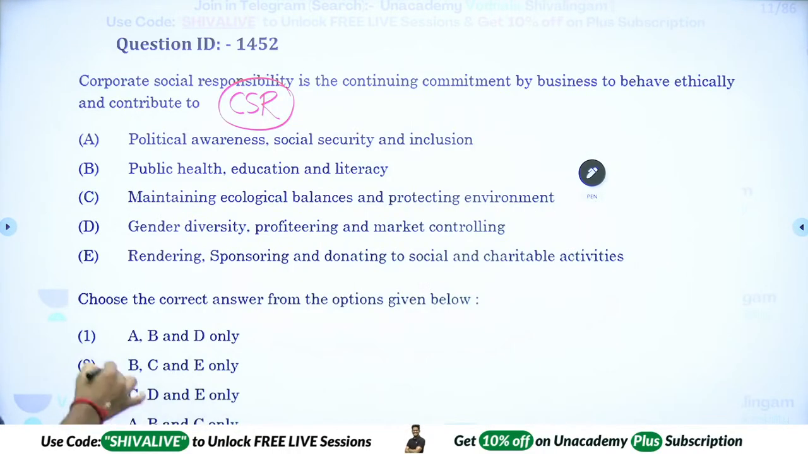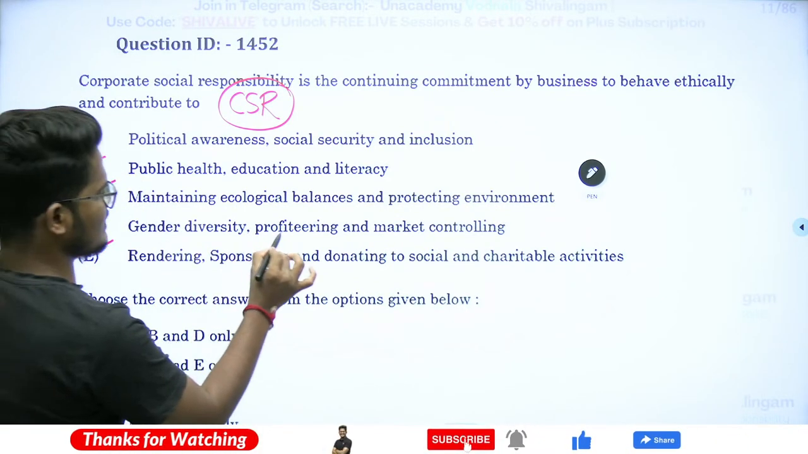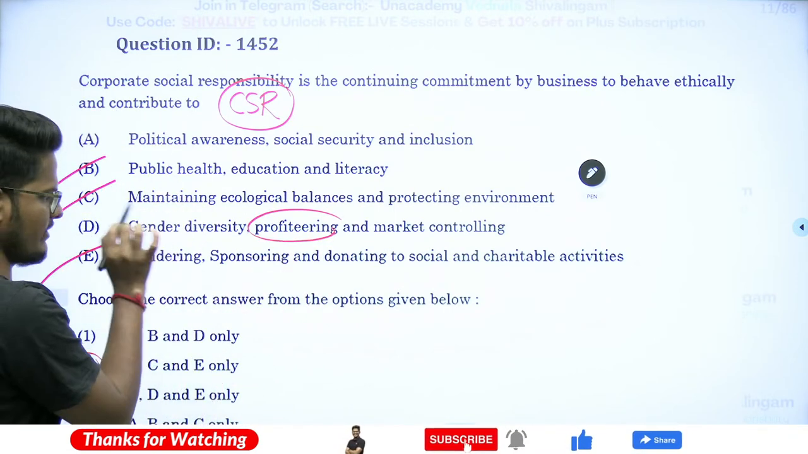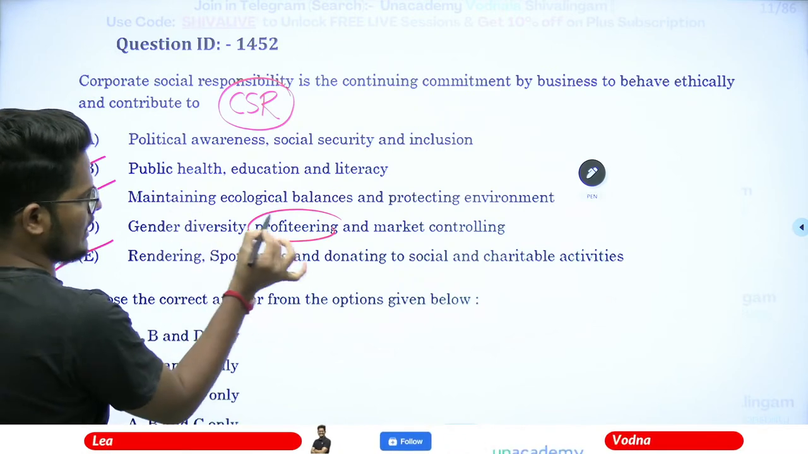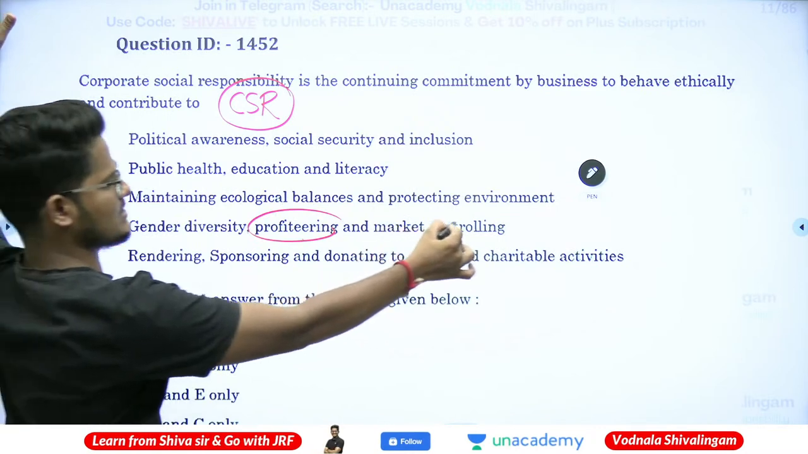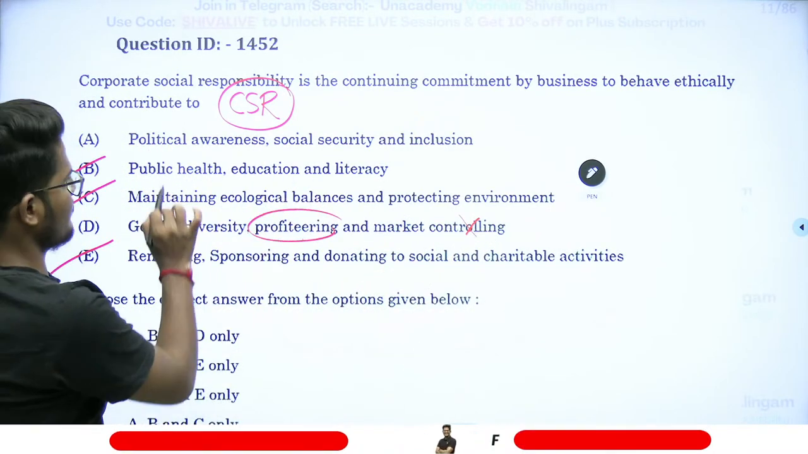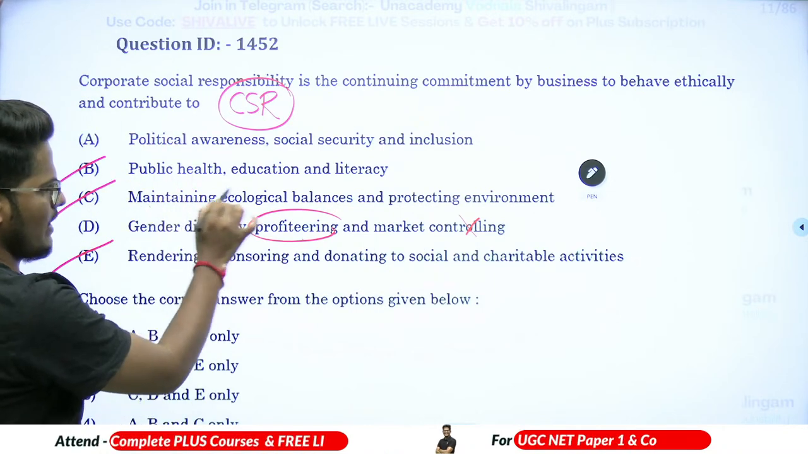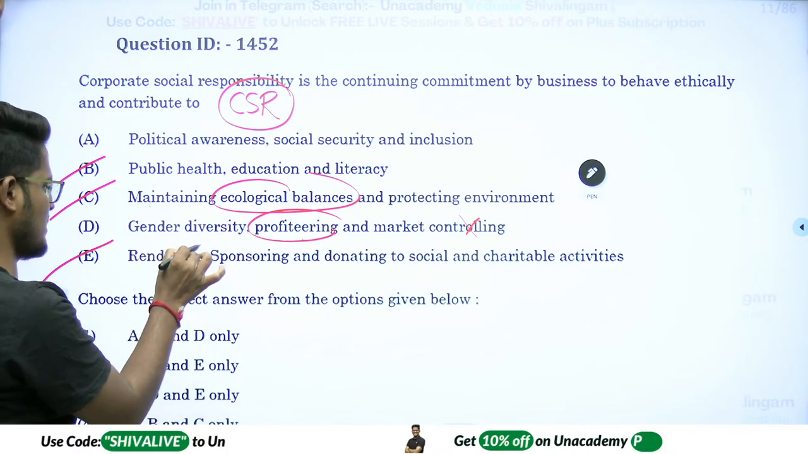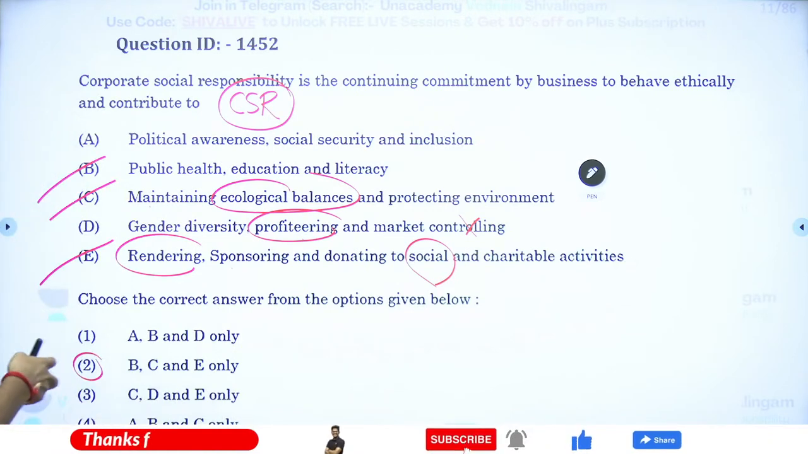So the answer will be B, that is BCE, because here gender diversity as well as profiteering are the negative elements of the CSR activity. Gender diversity should not be done, and profiteering is nothing but only a profit motto. Controlling a market is actually not an ethical one. It is an unethical way. Whereas public health education, which is one of the social responsibilities, maintaining ecological balances related to the environment, and if you are doing any charity works, rendering, sponsoring, donating, social causes are charitable activities.